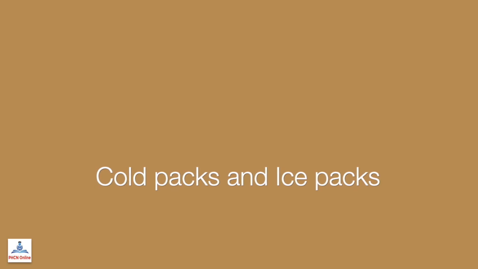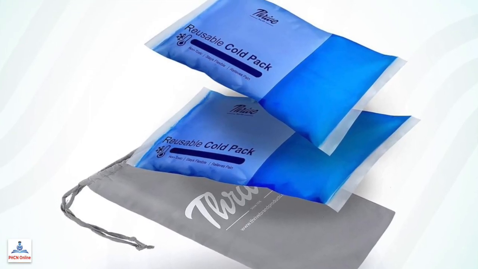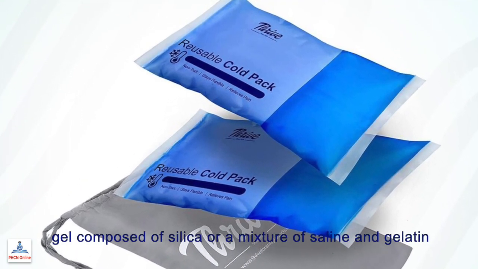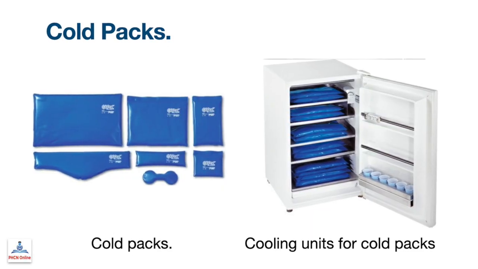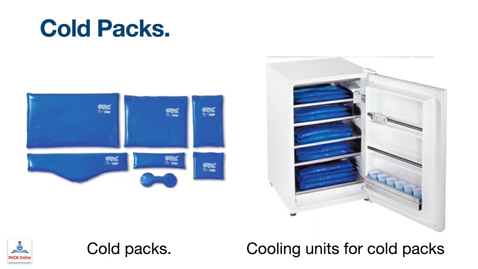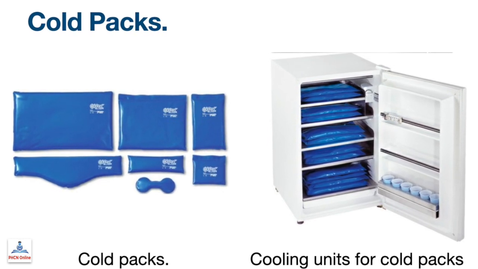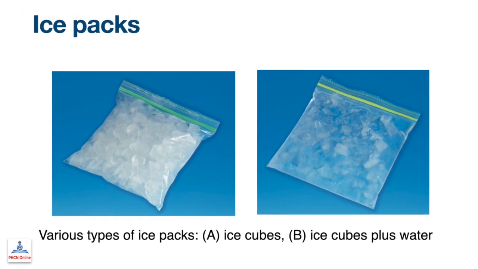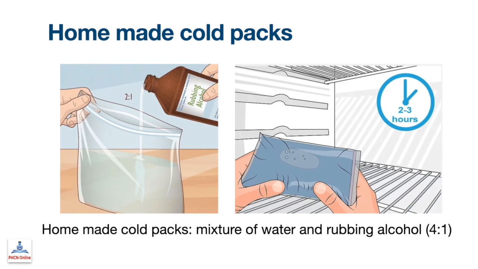Cold packs or ice packs. Cold packs are usually filled with a gel composed of silica or a mixture of saline and gelatin and are usually covered with vinyl. The temperature of a cold pack is maintained by storing it in specialized cooling units or in a freezer at -5 degrees Celsius. Patients can use plastic bags of frozen vegetables or water at home as a substitute for cold packs.